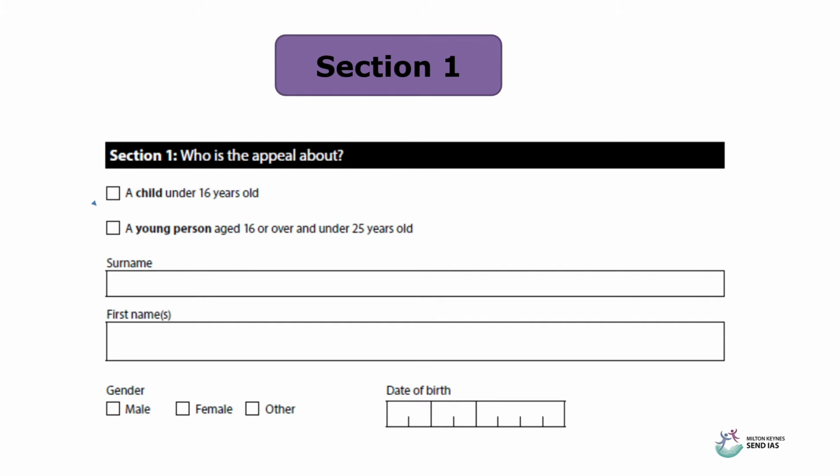Section 1 of the form asks you who the appeal is about. Tick the first box if the appeal is about a child under 16, and the second box if the appeal is about a young person aged between 16 and 25. Next, fill in their name, gender, and date of birth.